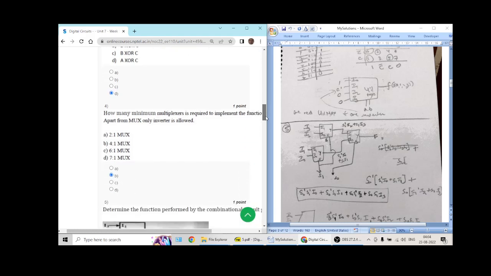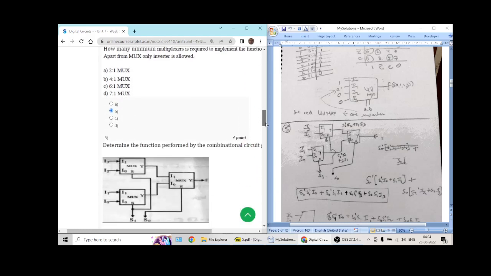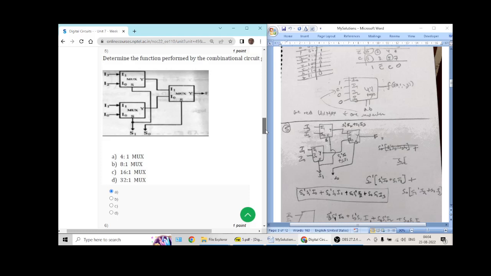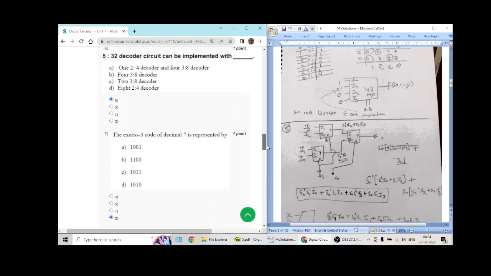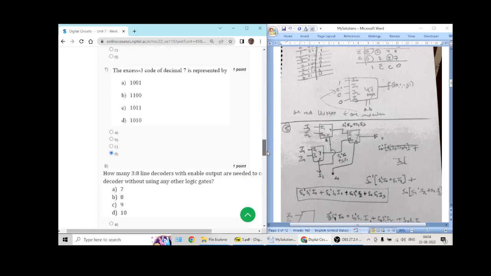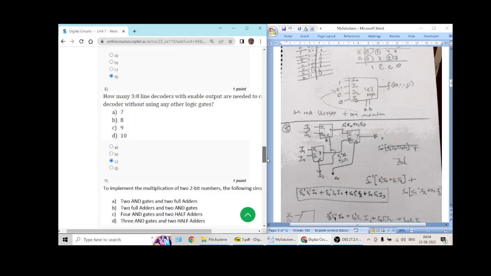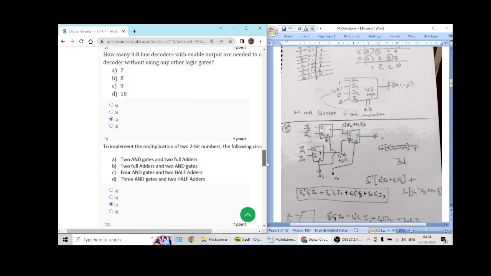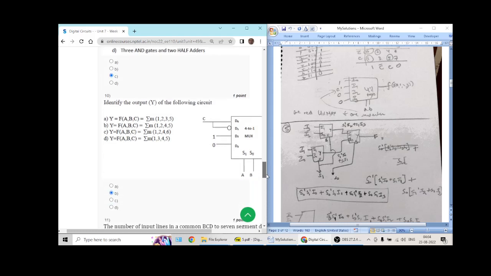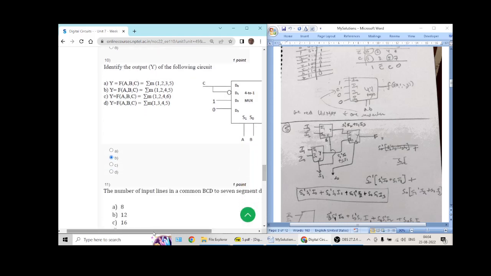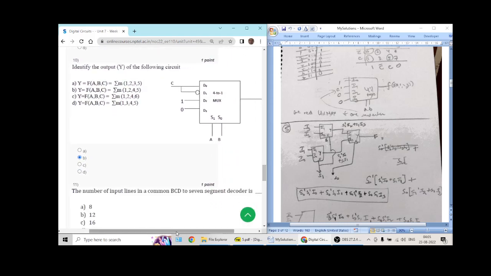Question number 4 goes with B. Question number 5 goes with A. Question number 6 goes with A. Question number 7 goes with D. Question number 8 has answer C. Question number 9 has answer C. Question 10 will have answer B.